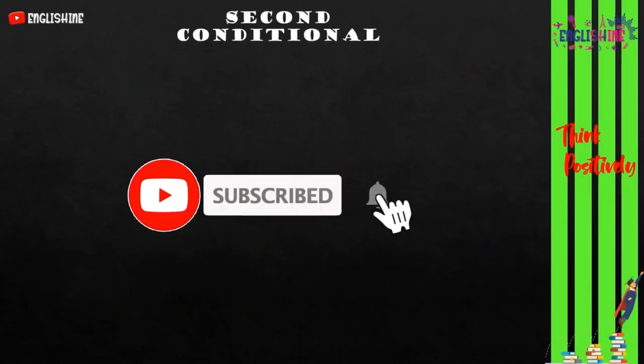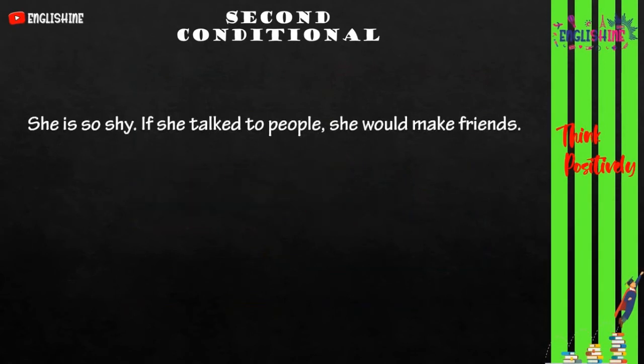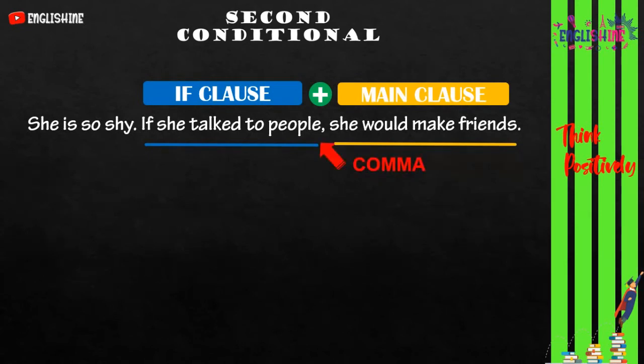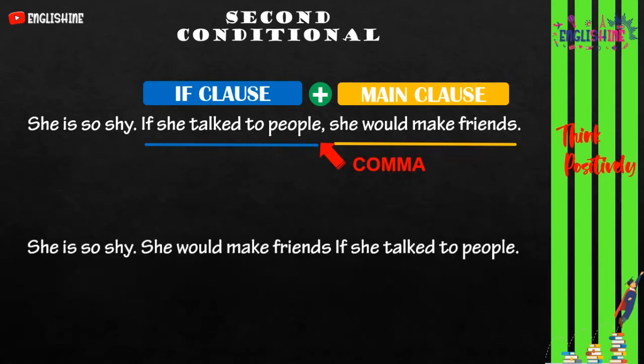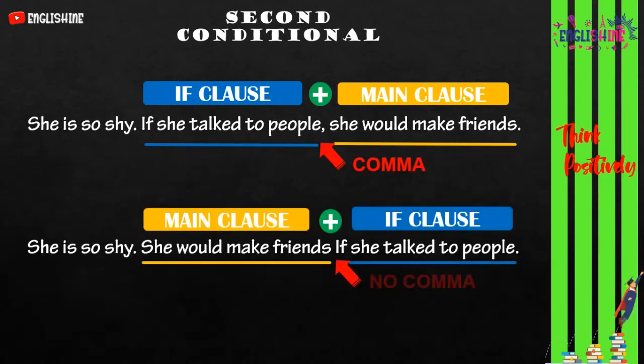Let's change the order of the example sentences we have already seen. She is so shy. If she talked to people, she would make friends. If she talked to people is the if clause. She would make friends is the main clause, using a comma after the word people. This becomes: she is so shy. She would make friends if she talked to people. She would make friends is the main clause. If she talked to people is the if clause. That sentence uses no comma.